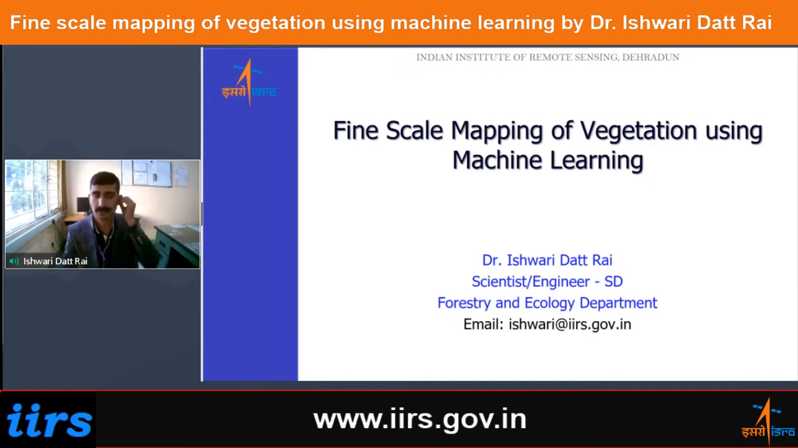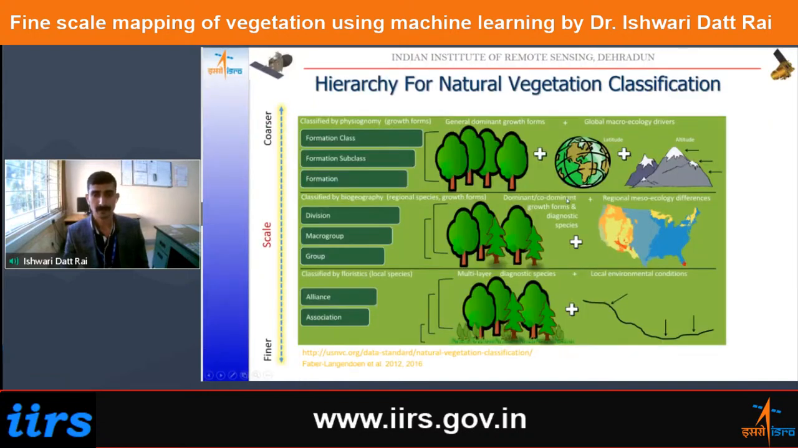Today's lecture will be on the applications of machine learning for fine-scale mapping of the vegetation. And before going to the applications of machine learning, we will just see how the attempts were made to map or to classify the vegetation across the globe from the global, regional, and the local level.